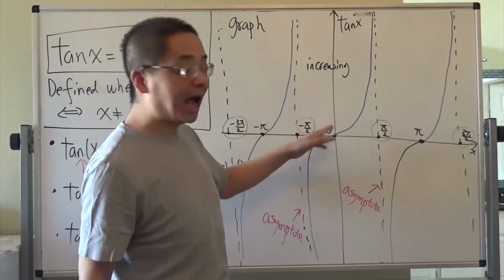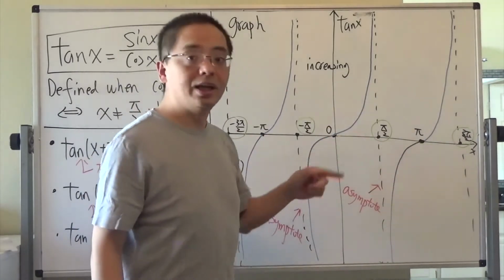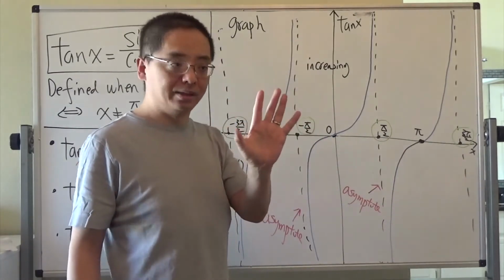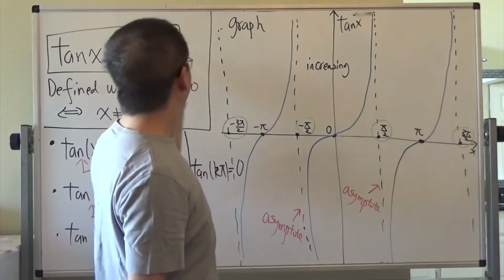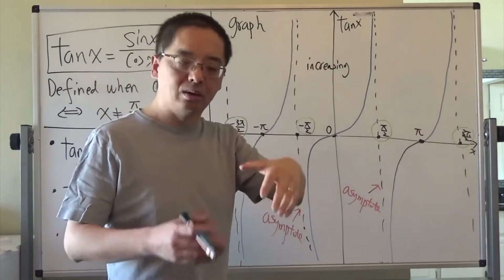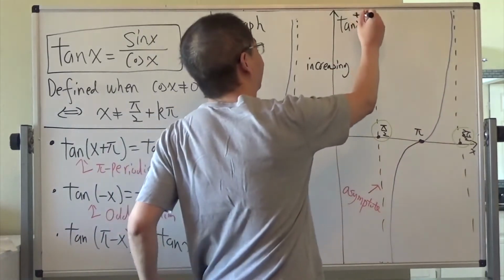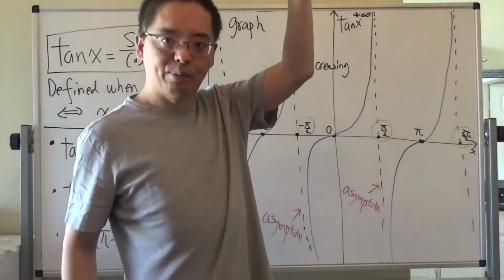When x approaches pi over 2 from the left-hand side, sine and cosine are both positive. Sine x goes to 1 and cosine x goes down to 0. If you take the ratio, it goes to plus infinity, which means it gets larger and larger.